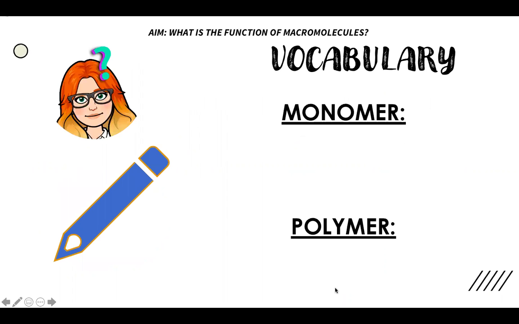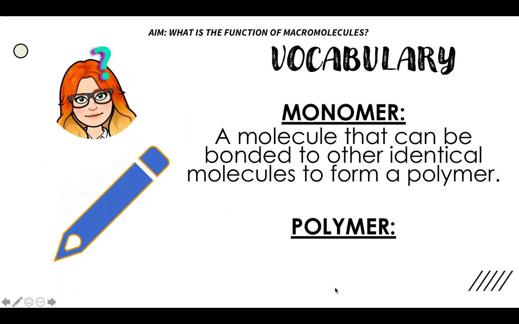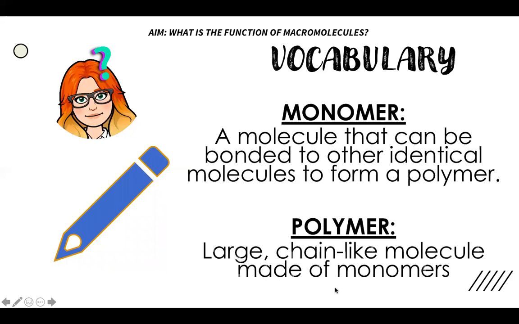Some vocabulary for today. A monomer is a molecule that can be bonded to other identical molecules to form a polymer. A polymer is a large chain-like molecule made of monomers. So monomers are single units. Mono means one, so they are just single molecules, while a polymer, poly means many, so it's many monomers bonded together to create larger chain-like molecules.